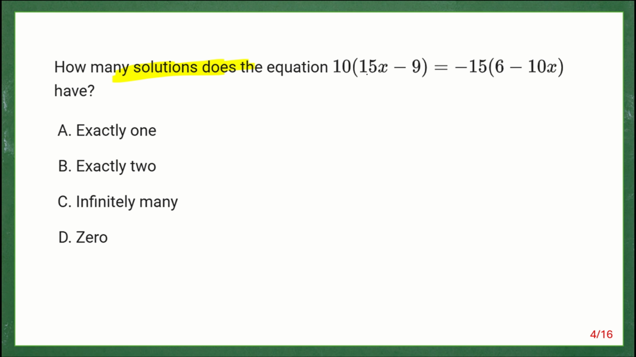Okay. So let's simplify this. If I multiply 10 and distribute this 10 here, it will become 150x minus 90 equals negative 15 times 6, which is negative 90, minus times minus, or minus 15 times minus 10 will become positive 150x here. Okay. And if you look, this expression is identical on both sides of the equal sign. I can rearrange it here.